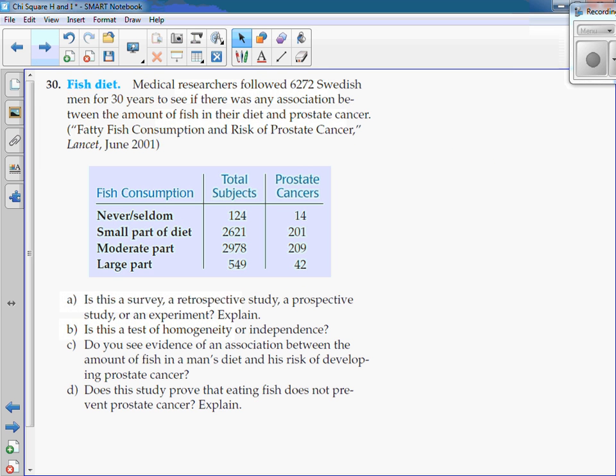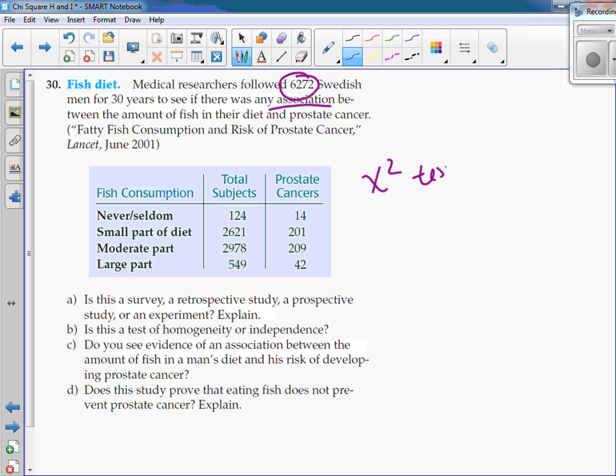Last one. Medical researchers followed 6,272 Swedish men for 30 years to see if there was any association between the amount of fish in their diet and prostate cancer. Well, how many populations do you have? You have 6,272 people that they followed, and they're looking for an association. So this is a chi-square test of independence.